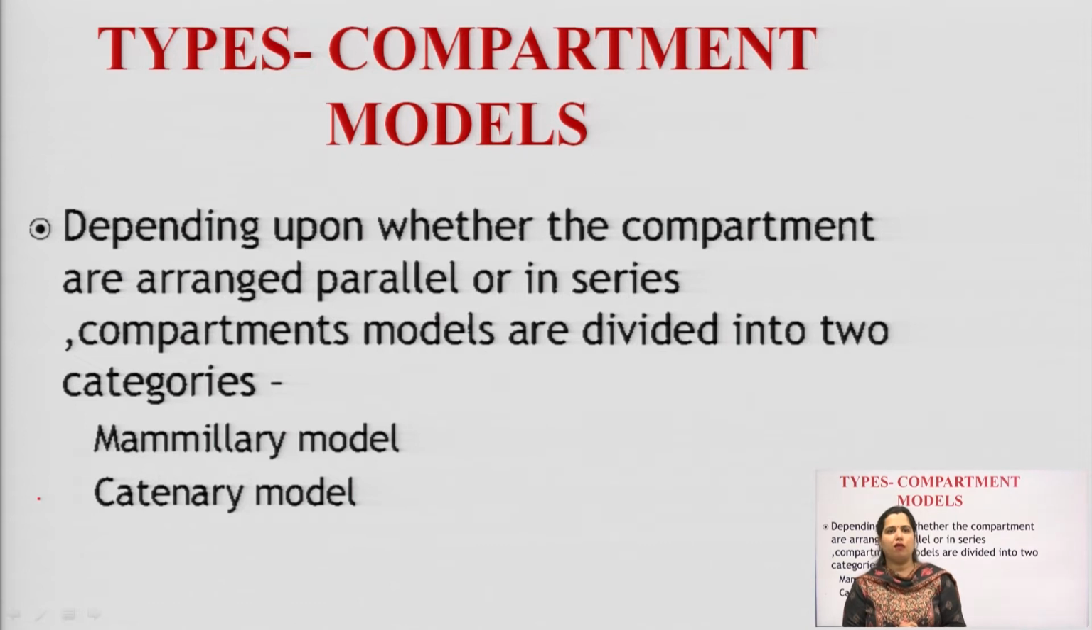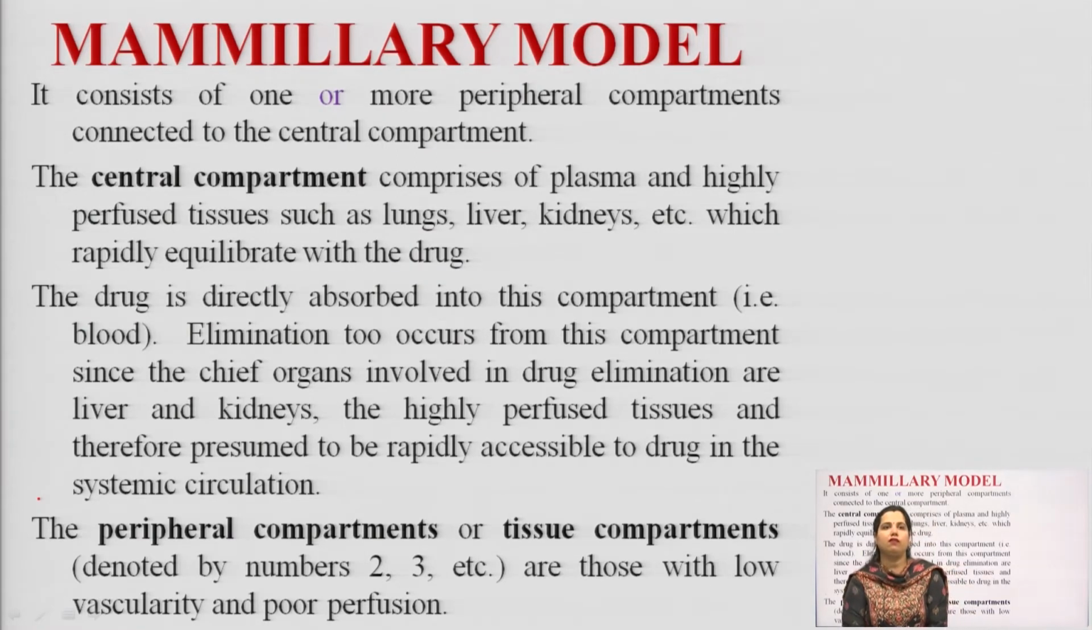Now, in the compartment model, depending upon whether the compartments are arranged in parallel or in series, compartment models are divided into two categories. As you know, these are fictitious models which we consider for identifying pharmacokinetic parameters arithmetically. So it is divided based on the alignment of compartments into two parts: the Mamillary model and the Catenary model. First we will identify the Mamillary model.